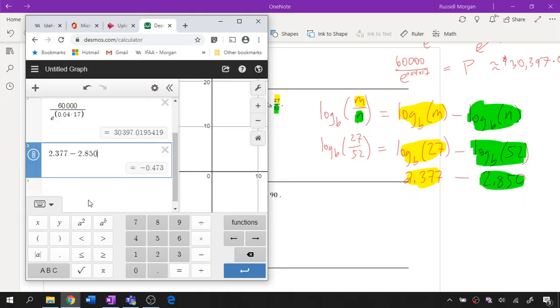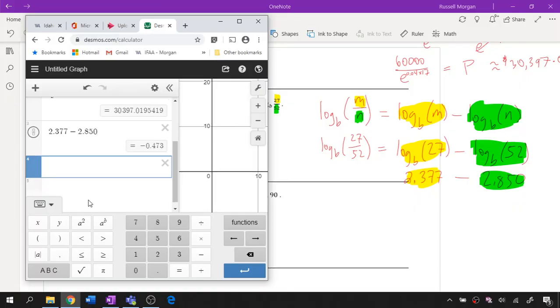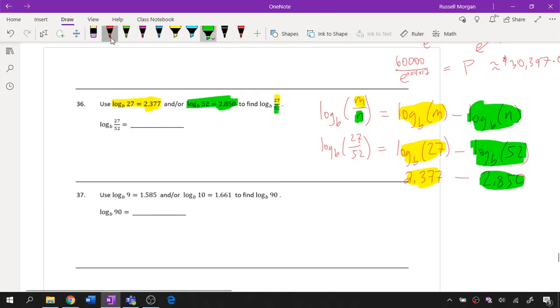It's negative 0.473. And that's my answer. Negative 0.473. It ended up being simple subtraction.